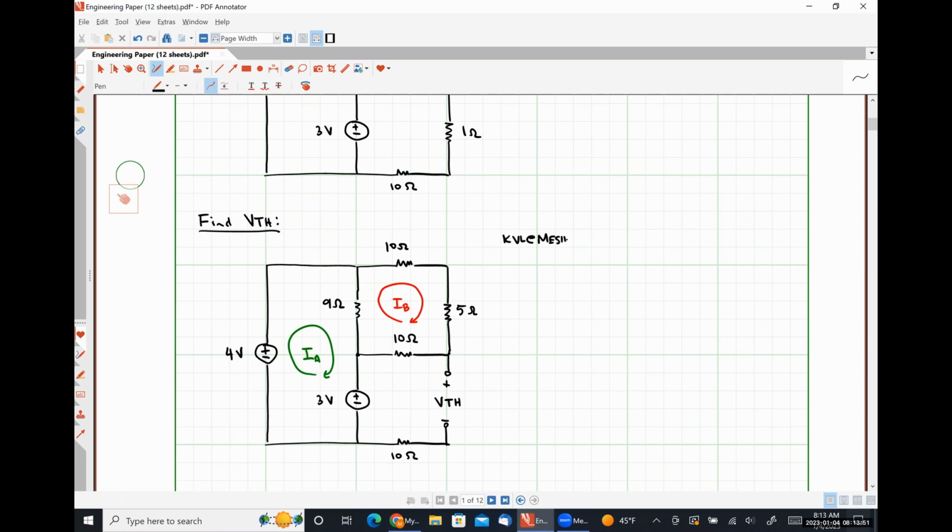KVL at mesh A is going to look like -4 volts plus 9 ohms times (IA minus IB) plus 3 volts is equal to 0. Anybody have a particular problem with that? All right. If that one's correct, we can move along to our Kirchhoff's voltage law equation at mesh B.